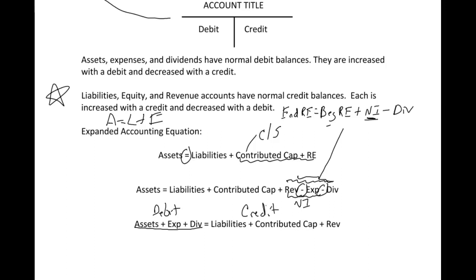What I mean is their normal account balance for these over here is a debit, and for these over here is a credit. So for every asset, every expense, and our dividend account, when we increase it, we will debit that account. And vice versa for liabilities, our equity accounts, contributed capital, and revenue.